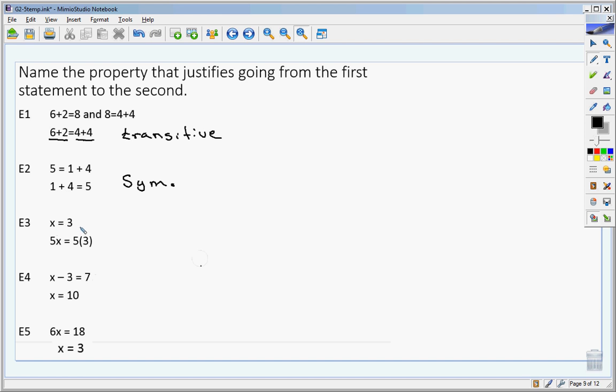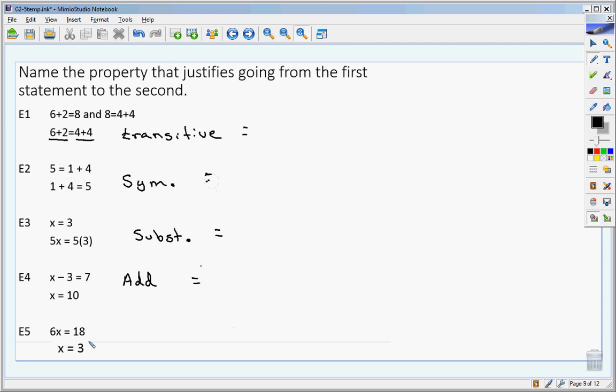If x equals 3, 5x equals 5 times 3. This is substitution. X minus 3 equals 7, so x equals 10. Somebody said it. This is the addition property. Remember, these are all properties of equality.